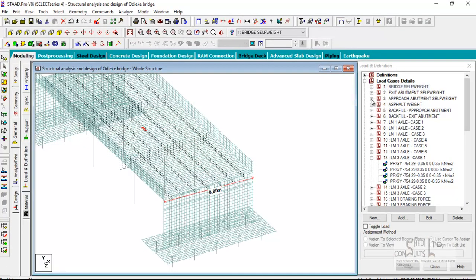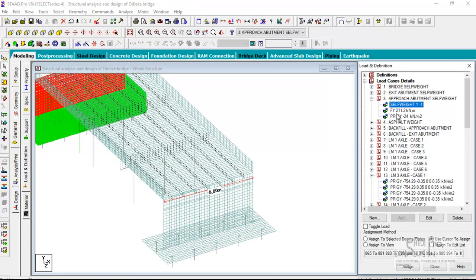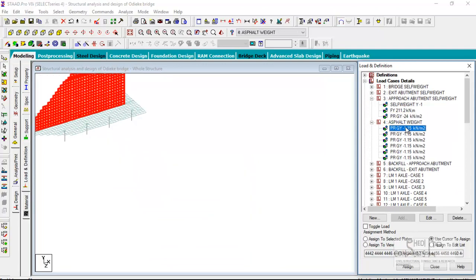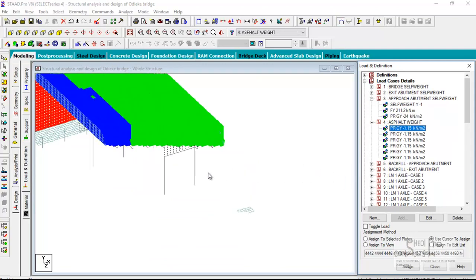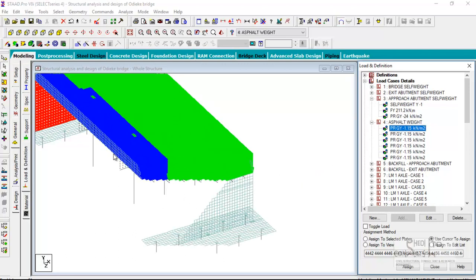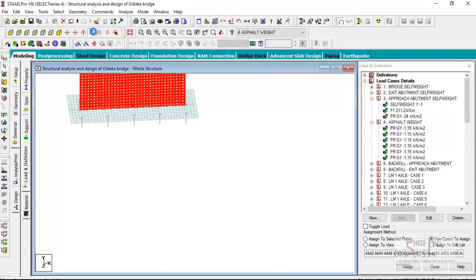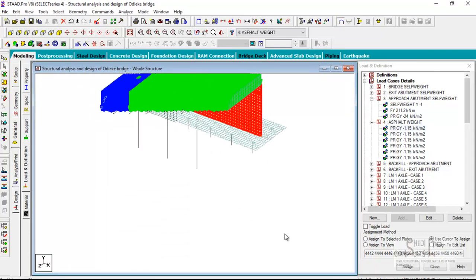So now, these are the self-weights for the approach abutment, right? And then this is the asphalt self-weight. This is the self-weight of the asphalt, both on the bridge deck and on the pedestrian walkway. So you have asphalt. We are going to pave both the bridge deck and the pedestrian walkway.